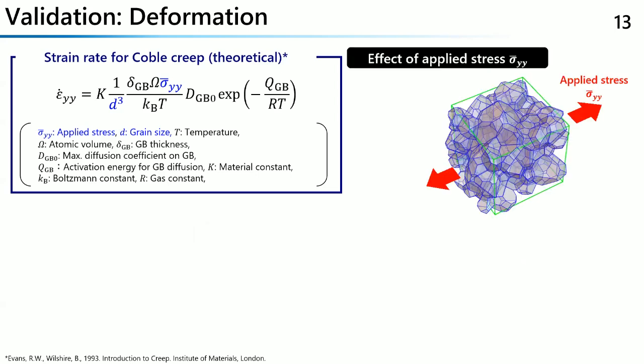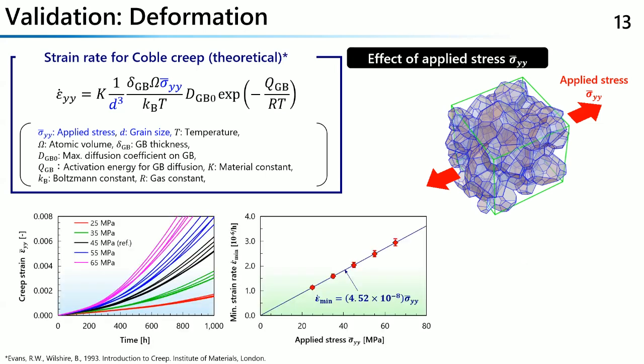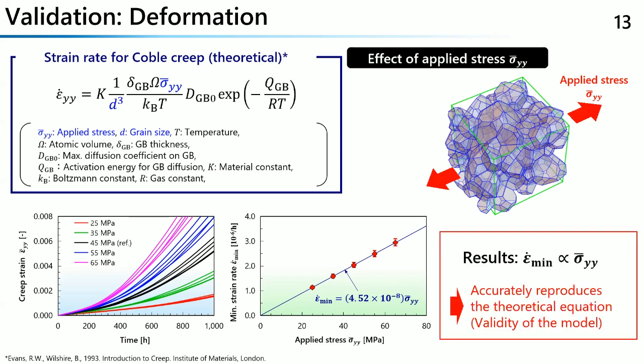The first one is applied stress effect. So we performed systematic simulations with various applied stress conditions. Then we got these results. As we can see, minimum strain rate is completely proportional to the applied stress, which is perfectly coincident with theoretical formula.